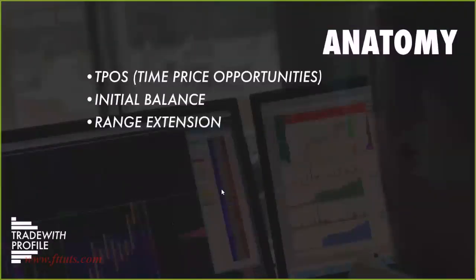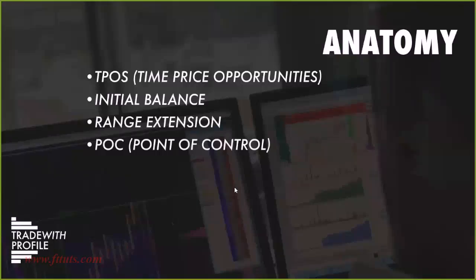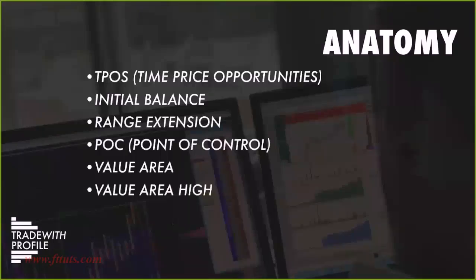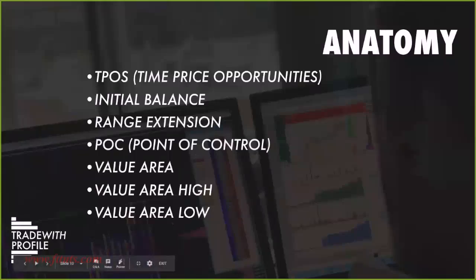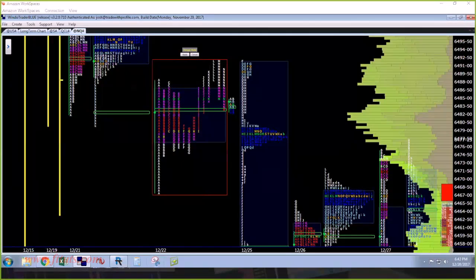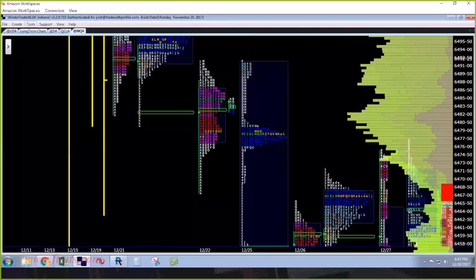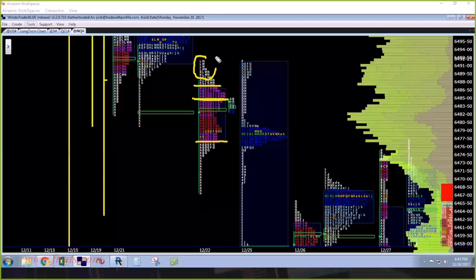Range extension is where we exceed that initial balance. The point of control is the price that we spent the most time at in the market profile. The value area is where we spent that 70% of time. The value area high is the top of that range, and the value area low is the bottom of that range. As I collapse this graphic, we spent the most time here. Here was the value area high, here's the value area low. We had range extension, it looks like, in J, K, and L periods.